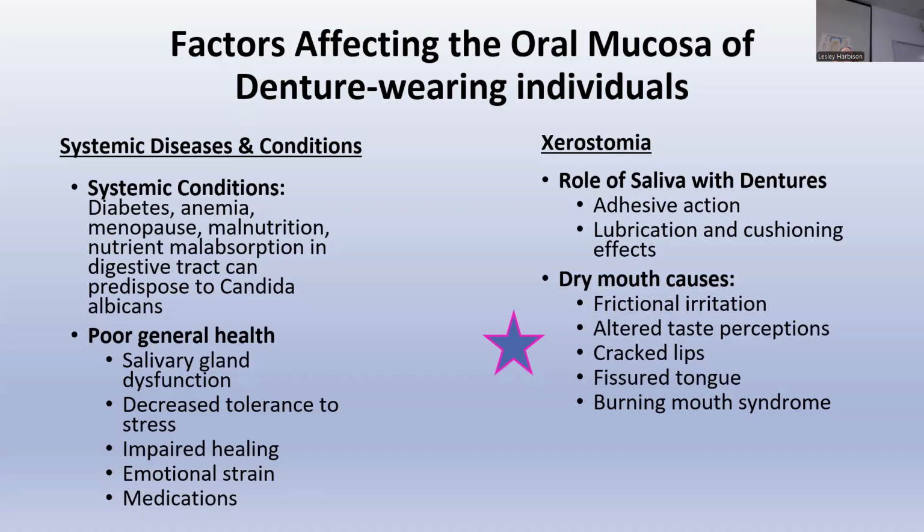Factors affecting the oral mucosa of denture wearers. This is pretty much the same stuff that will cause other things: systemic conditions, chronic diseases, poor general health, salivary dysfunction. That's going to lead to decreased tolerance. It's just not going to feel good. If their mouth is dry, the denture is just not going to feel good in their mouth. Food's going to get stuck to it, underneath it, way more.